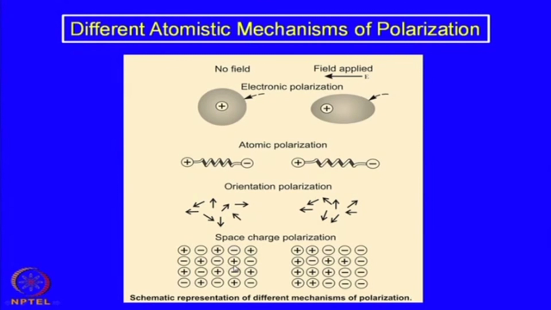The fourth one, the last one, is space charge polarization. This is very similar to an electrochemical system. The polarization which happens in an electrochemical system. In an electrochemical system, you have an electrolyte and the electrode, and there is an interface.